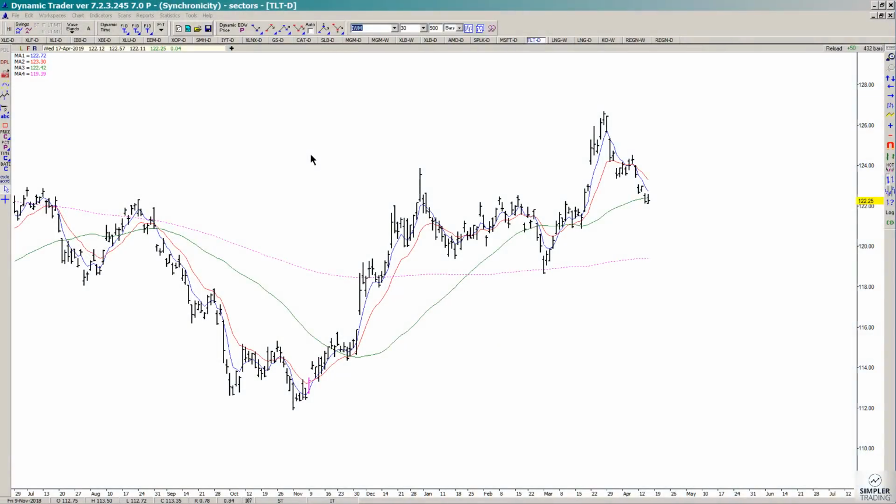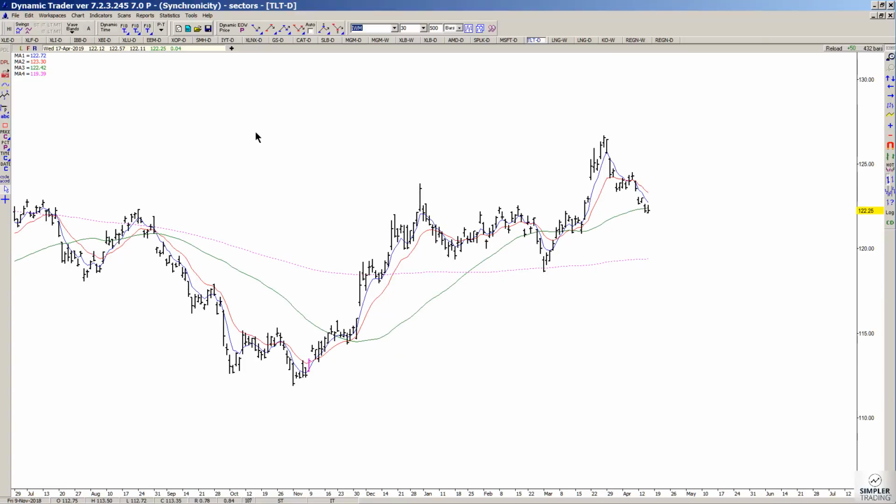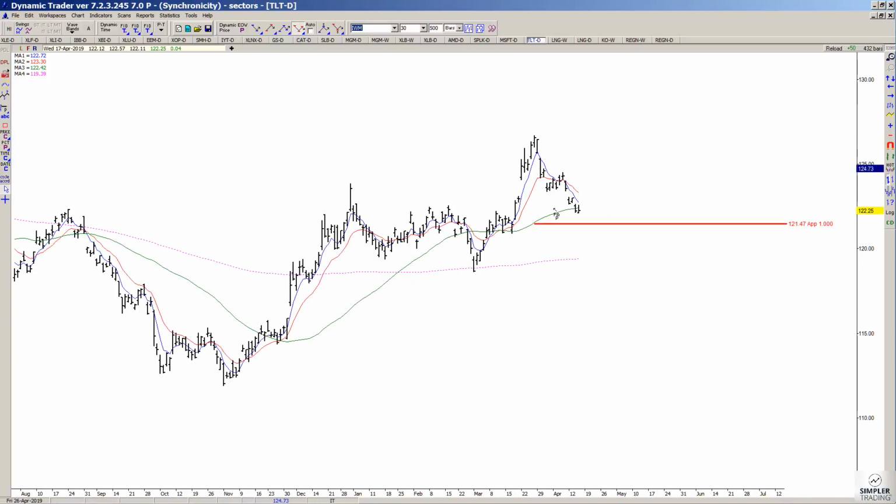In today's video, we're going to take a look at TLT because the question is going to be, are we going to resume the rally in this one or not? So one of the first things that I look at is symmetry. So I'm going to compare these prior swings with the most recent decline. I'm also going to run some of the swings inside the swings.